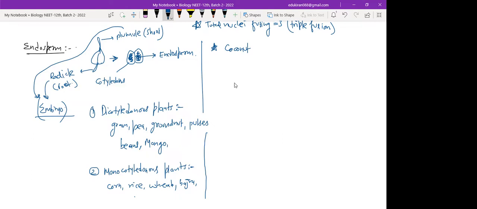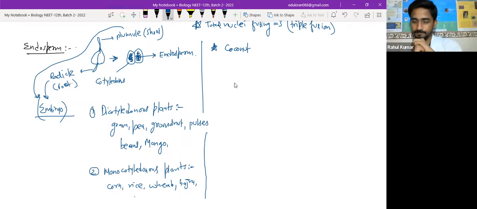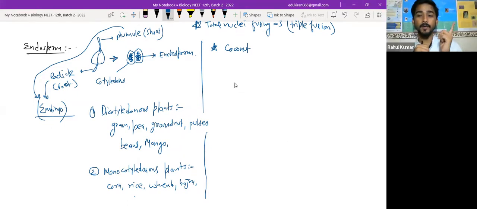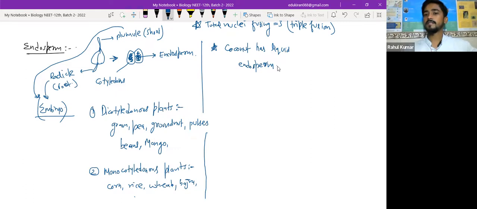You also put it in sheer and kheer. What is that white part that we are eating? The edible part of coconut is what? It is endosperm. Exactly, that is endosperm. At one point of time, that was a liquid, right? So coconut has liquid endosperm. The only plant with liquid endosperm. And this liquid endosperm gets solidified.